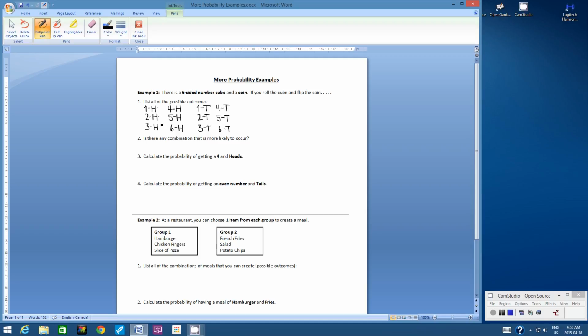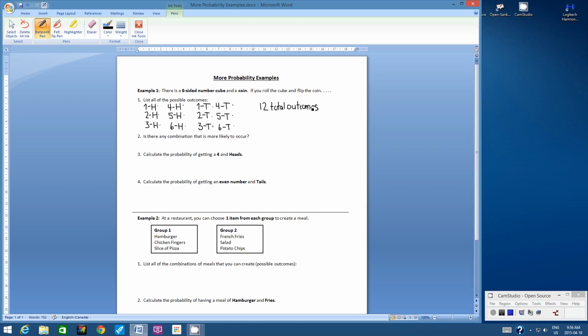We have 1, 2, 3, 4, 5, 6, 7, 8, 9. So always kind of, oh, wait a second here. Okay, 9, 10, 11, 12. My bad. All right, so let's just write ourselves a note here. 12 total outcomes. Okay, and why is this important? Why is this number important? Because that's going to be the denominator in all of our probability questions.